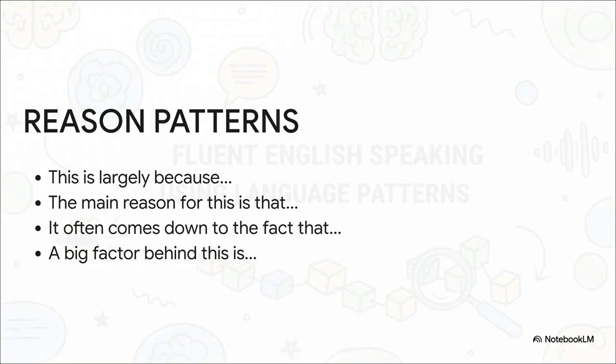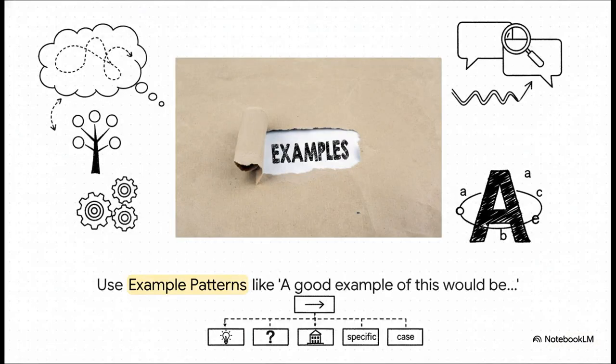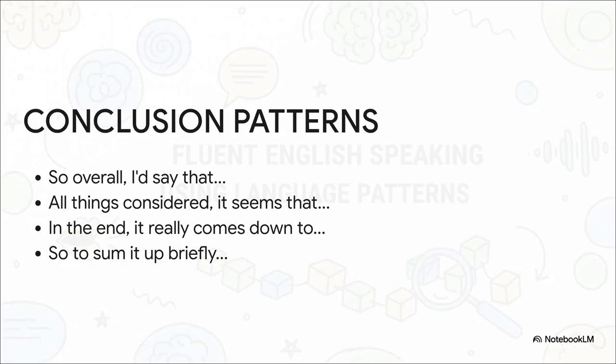Okay, so after you give your opinion, you gotta back it up, right? That's where reason patterns come in. Phrases like, this is largely because, give you this smooth, logical bridge from your opinion straight into your explanation. Now, to really make your point stick, you need some proof, and example patterns are perfect for this. They let you just slide right into a specific case or a story. Think about using something like, a good example of this would be, or take something like, for instance. And finally, to wrap it all up and let everyone know you're done, you use a conclusion pattern. Something like, so overall, I'd say that. Just gives you a really clear, confident way to end your thought.